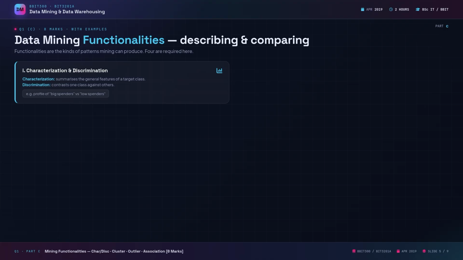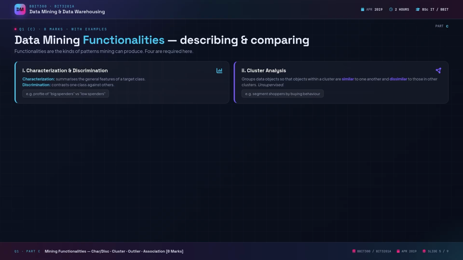Second, cluster analysis. This groups data objects so that objects within a cluster are similar to one another and dissimilar to objects in other clusters. It's unsupervised, for example, segmenting shoppers by their buying behavior.